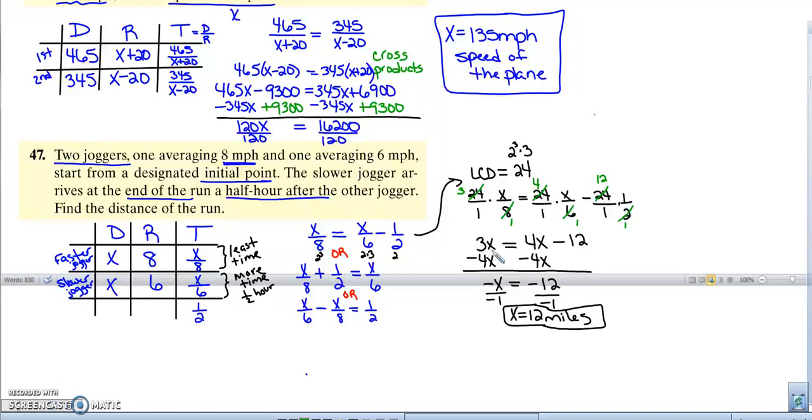So when you multiply both sides of the equation by 24, and then cancel as I did here in the green, you would end up with 3x equals 4x minus 12. Subtracting 4x from both sides, I get negative x equals negative 12. Dividing by a negative 1, we get positive x equals positive 12. Remember, x was representing the distance that they ran, so x equals 12 miles.